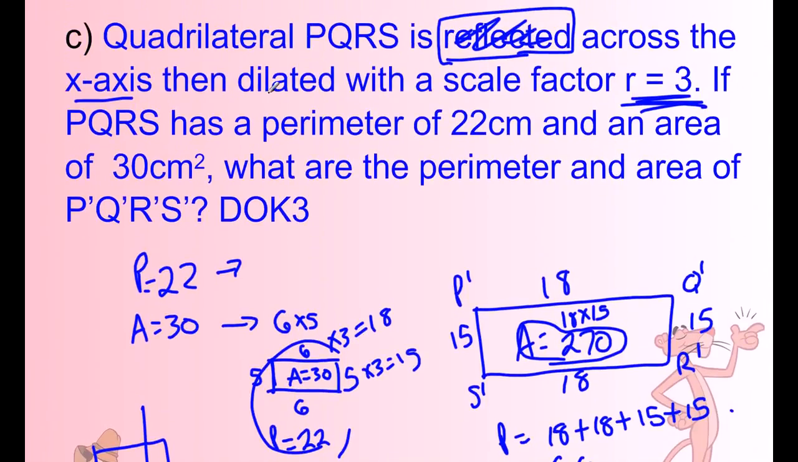The only thing that really had any effect was the dilation with a scale factor of 3. And my pre-planning, using this idea of a rectangle and checking all the different sides to see which size gave me a perimeter of 22 and an area of 30, allowed me to do the problem. That's why this is a DOK 3, because it took quite a few steps to get from the beginning to the end.